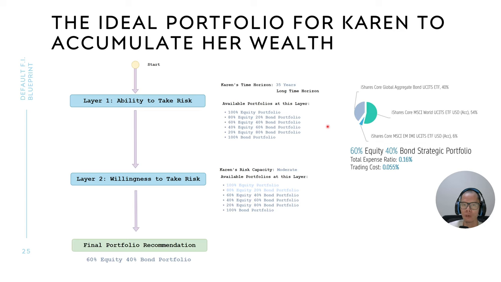For Karen's time horizon, we know it is 35 years, so it's a long period. If we put it through this layer, then all these portfolios are available: the 100% equity portfolio, 80% equity 20% bond, 60% equity 40% bond, all of these. Good, her time horizon is long, and she can choose to invest into all of these. Now let's go to the next layer.